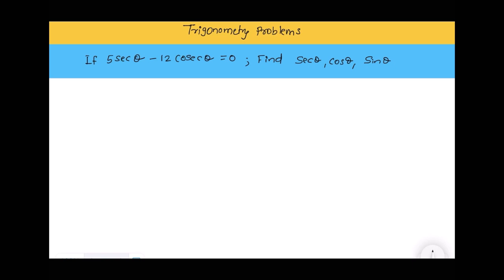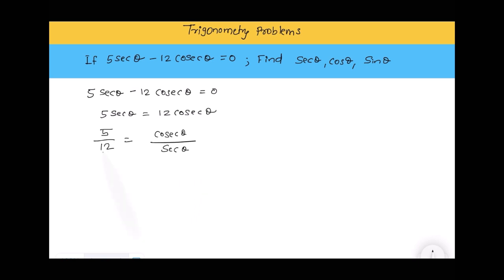Let's see how. Let us write down the equation which is given in the problem. 5 sec theta minus 12 cosec theta is equal to 0. Let's rearrange the terms. We take cosec theta to the other side of the equal to sign. 5 sec theta is equal to 12 cosec theta. The minus sign becomes plus. Let us rearrange further. 5 upon 12 is equal to cosec theta upon sec theta. How did we do this? We brought the 12 to the left hand side of the equal to sign and we have taken the sec theta to the right hand side of the equal to sign.